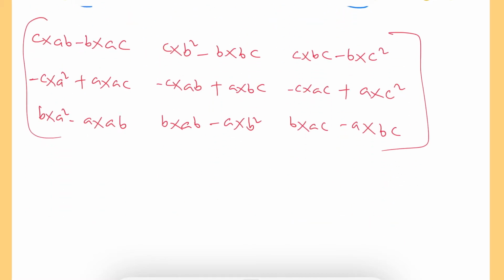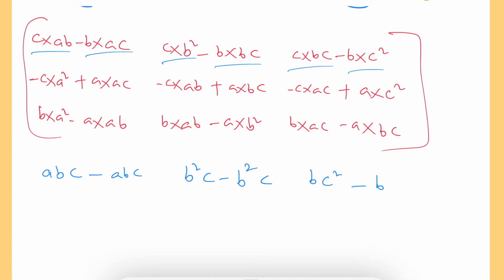Okay, we have C into AB, that is nothing but ABC, minus B into AC, ABC. C into B square is B square C, minus B into BC, B square C. C into BC is BC square, minus B into C square, BC square. First row completed. Now let us move to the second row.